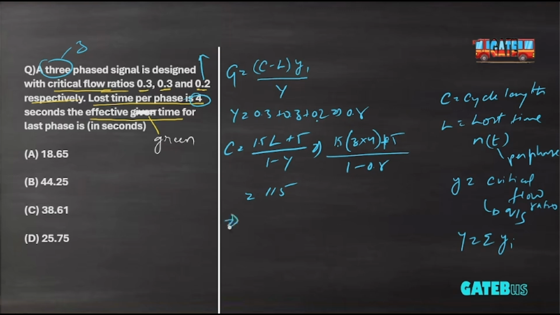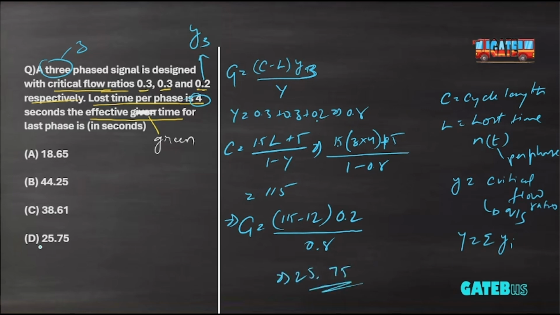So now the effective green time will be 115 minus 12. We got N as 12, right? So we'll have to multiply it by 0.2, as we're finding this for Y3. So in this formula we'll get Y3, so we have to put 0.2. So Y is 0.8, right? So that will be (115 minus 12) into 0.2 divided by 0.8. We got 25.75. That is option D.